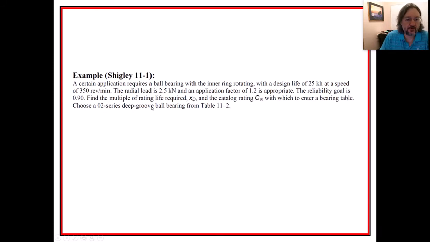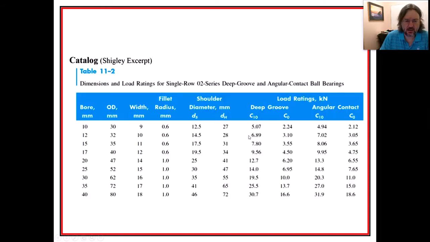Find the multiple rating life required, XD, and the catalog rating C10 with which to enter a bearing table. Choose an 02 series deep groove ball bearing from Table 11.2. Now, Table 11.2 is like an excerpt from a manufacturer's catalog. So we'll take a look at that right there.